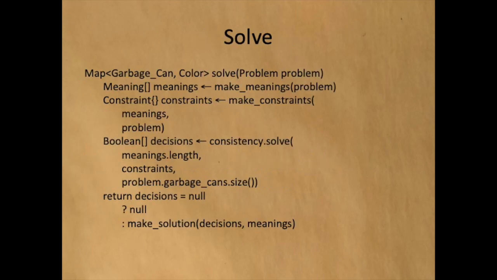The solve function looks like this. First, we will create an array of meanings that describes exactly what each decision means. Then we will compute the set of constraints between those meanings. Then we will call consistency.solve, which will return an array of decisions. In this case, the number of decisions will be the number of meanings. The constraints come from the previous step, and the number of trues to find will be 1 for each garbage can. And finally, if the resulting decisions equals null, then no solution could be found, and a null will be returned. Otherwise, it calls makeSolution to massage the results into a meaningful form.